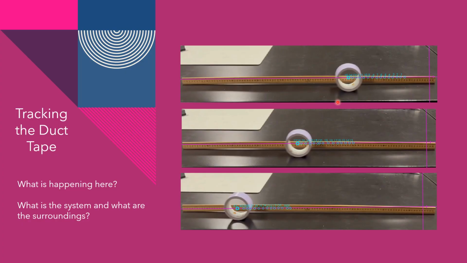For a system, the duct tape is rolling down the table, with the background of a meter stick to help calibrate our tracker software, with these little blue dots being the actual tracking of the duct tape rolling down the table.